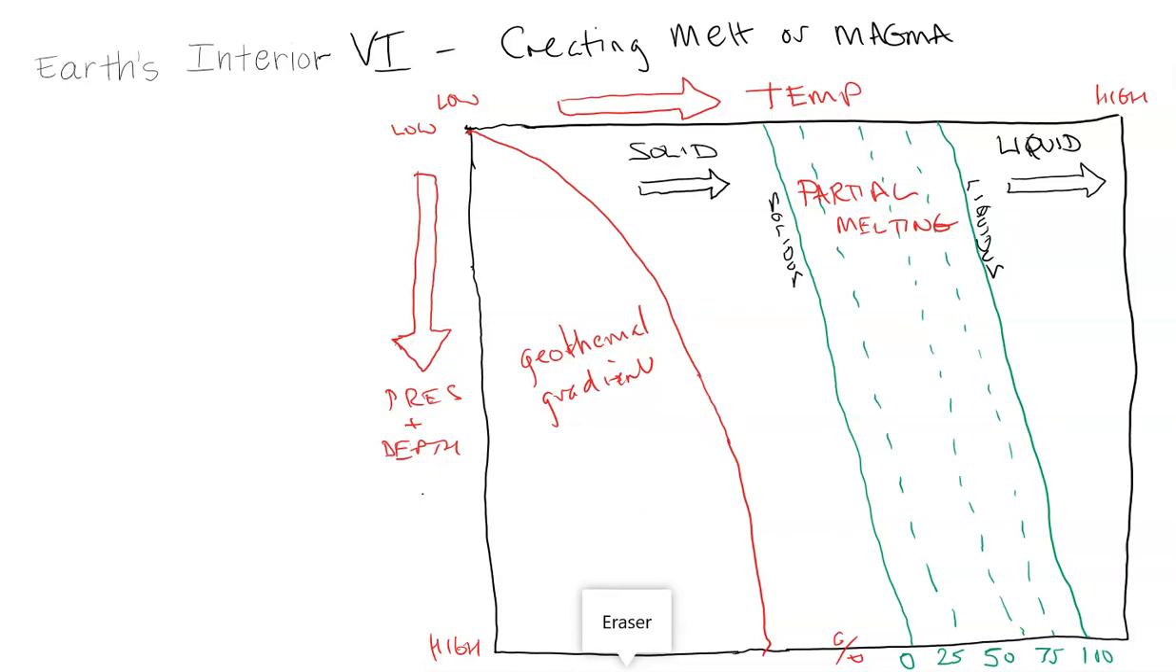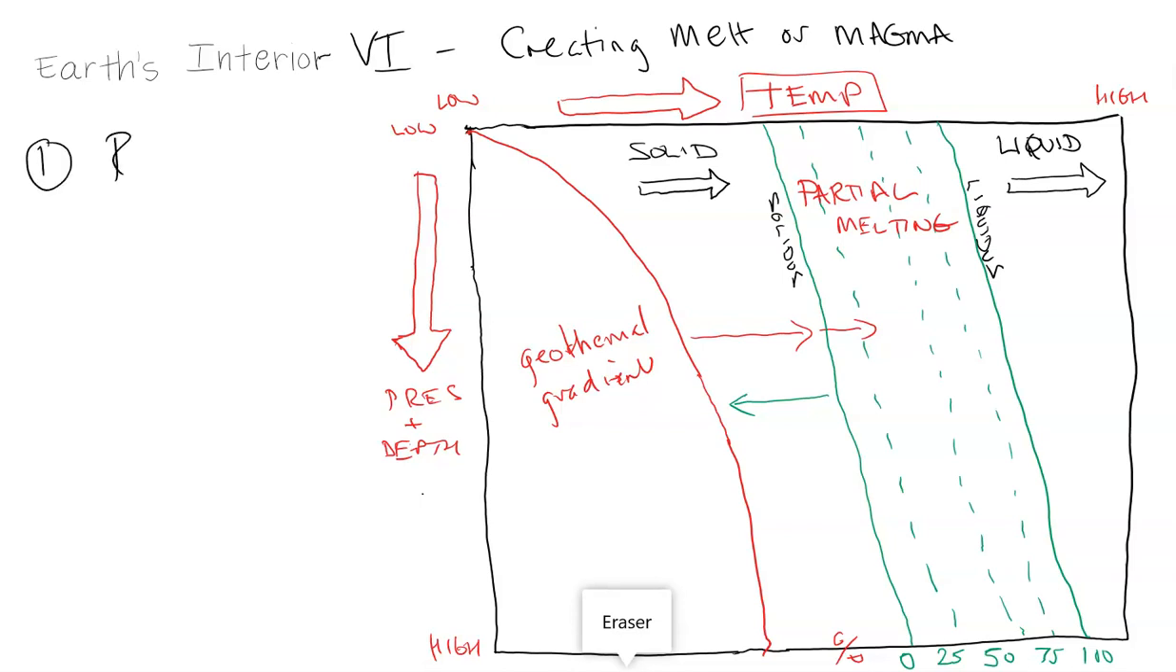So something's going to have to happen or be added or changed to the rock in order to take this red line and push it this way and over into the partial melting. So the temperature has to be increased, or this green line, this solidus line where the rock starts to melt, has to be brought this way and changed to go over. So there's going to be some sort of change or meeting point between either the geothermal gradient changing or the solidus line changing. And that happens in two main ways.